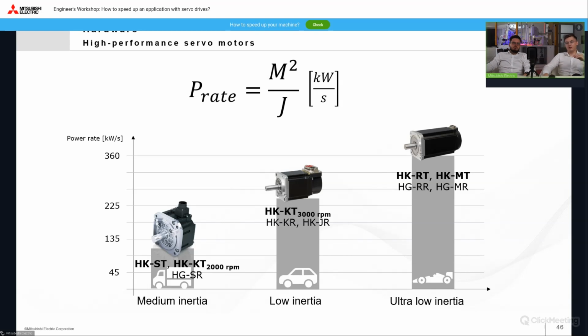So the dynamics are at the biggest possible level. They are very dynamic. They can accelerate very, very quickly. But from the other side, it is not always possible to drive a very big load.